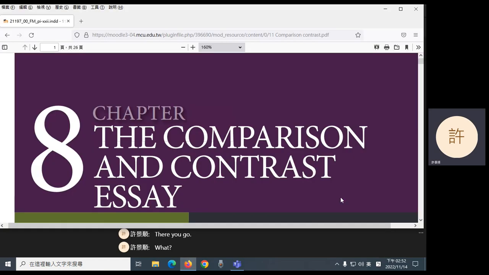Okay, today we're looking at comparison contrast essays. This unit is not in your textbook for some very strange reason, a very basic skill that is not in our textbook. So please pay close attention.